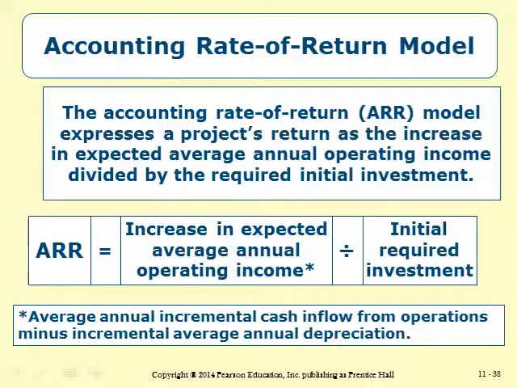The accounting rate of return model expresses a project's return as the increase in expected average annual operating income divided by the initial required investment. Operating income is the average annual incremental cash inflow from operations minus the incremental average annual depreciation. And so that divided by the initial required investment gives us the accounting rate of return. Again, we notice that this ignores the time value of money.